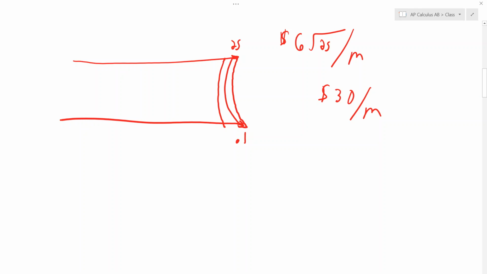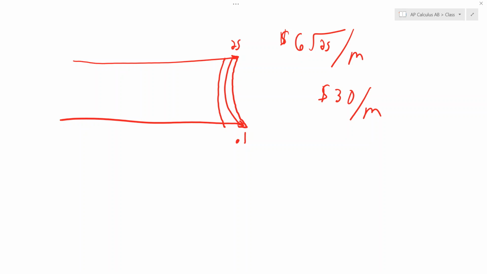Does that make sense? Well, we're not making a whole meter. We're only making 0.1 of a meter. How much is that little slice going to cost us? If it's $30 for a whole meter and we're making 0.1 of a meter, this is not rocket science. I'm not trying to trick you. It's $3. It's $3 to make that little slice. Does that make sense?